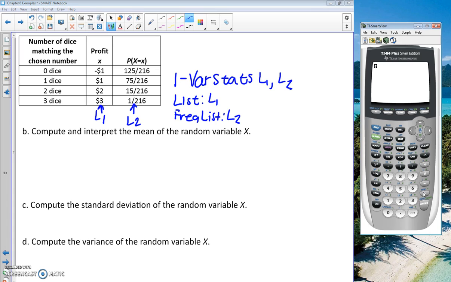Again, I'm going to do second plus 4 to clear out my list. Stat, enter, go over to L1 and type in my profits: negative 1, 1, 2, and 3. Go over to L2, 125 divided by 216. It'll convert that to a decimal, and that's perfectly fine. Now I'm going to click second, mode to quit out, go into stat, go over to calc, and enter for one variable statistics, second 1 for L1, comma, second 2 for L2, and then enter.